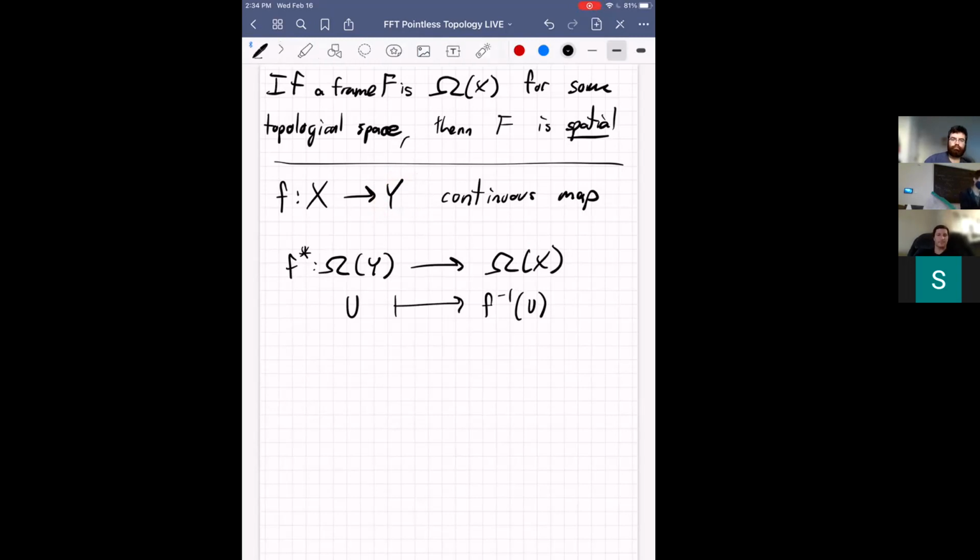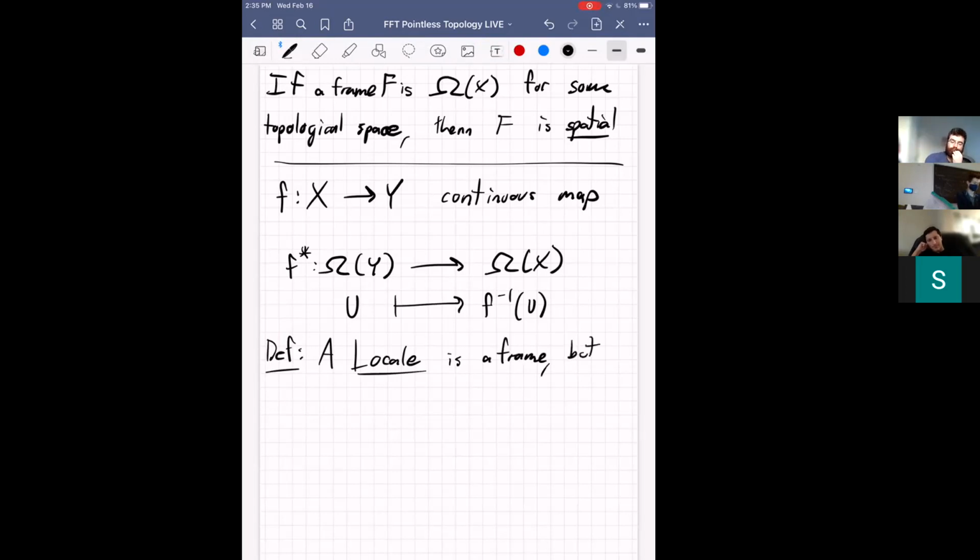But this is a little bit inconvenient for us because somehow we want maps of frames to go in the same direction as the maps of their associated topological spaces. So the solution to this is sort of cheating, but what we're going to do is take something you might call a formal opposite. So we're going to define something called a locale, which is a frame.